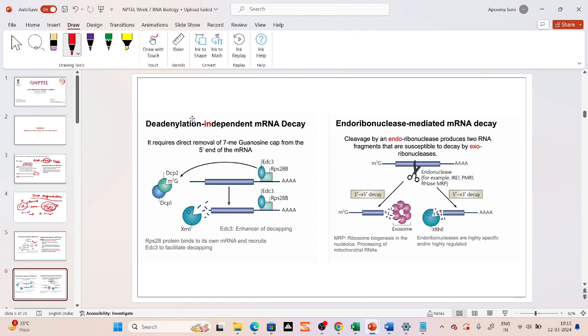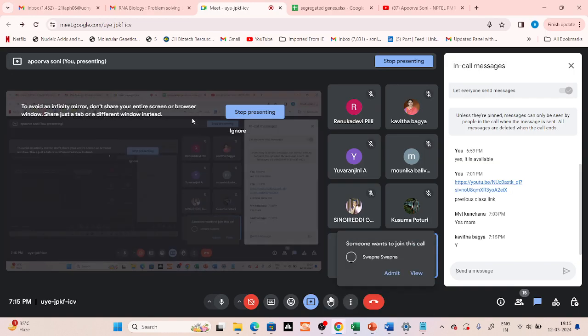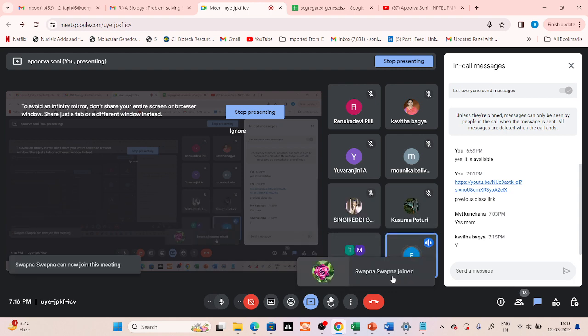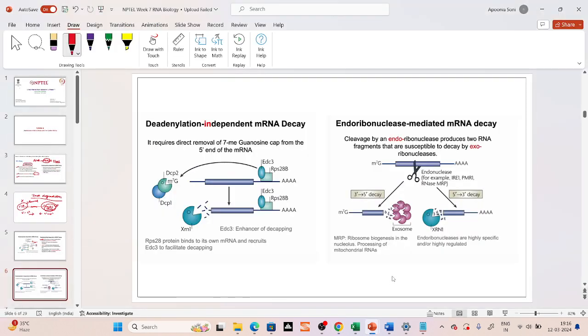Now, one method of decay is deadenylation dependent. Another is deadenylation independent. Now, what happens in deadenylation independent? You have to understand one thing which is very important in this whole lecture, in this whole RNA decay. Some enzymes are repetitive and they will come again and again. So always remember that XRN1 degrades the RNA from the 5 prime end.